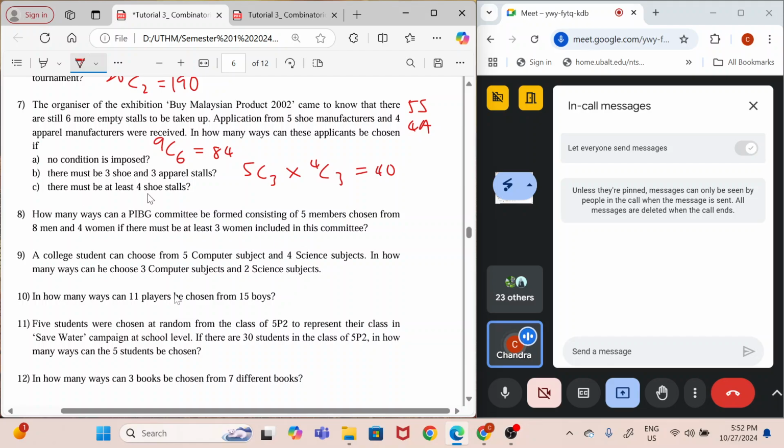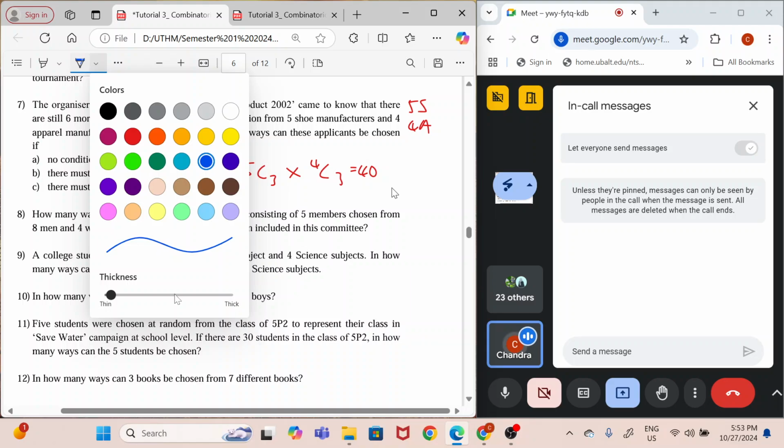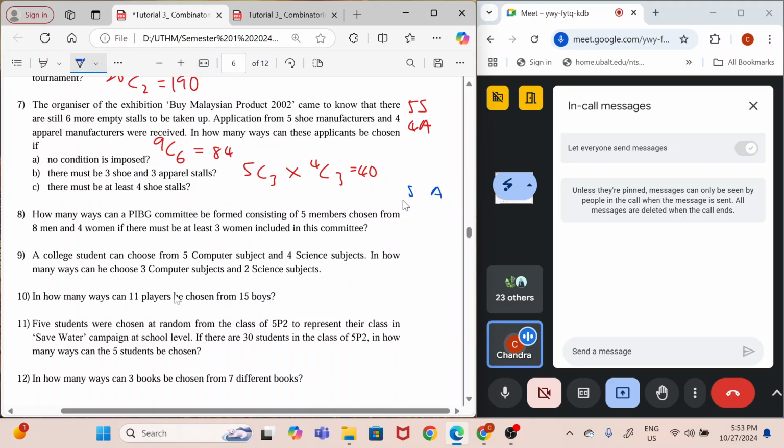There must be at least 4 shoe stalls. At least 4 means shoe and apparel, we have to give 6, remember. At least 4 means greater than or equal to 4. So shoe 4 means apparel is 2, shoe 5 means apparel is 1, and can shoe be 6? No, because there are only 5 shoe applications, so we cannot go until 6 here.